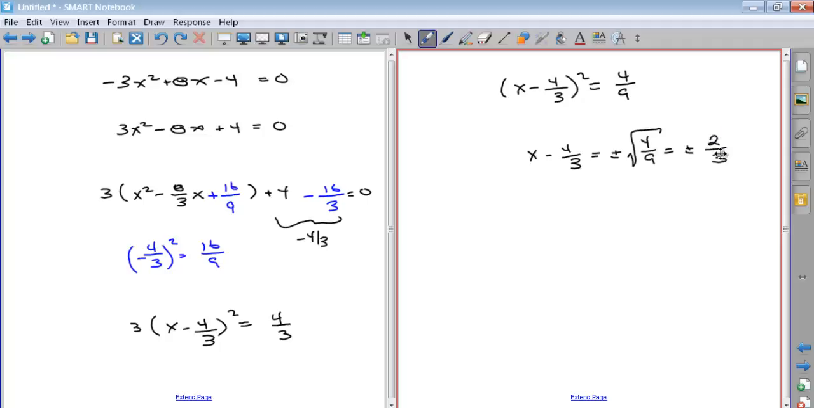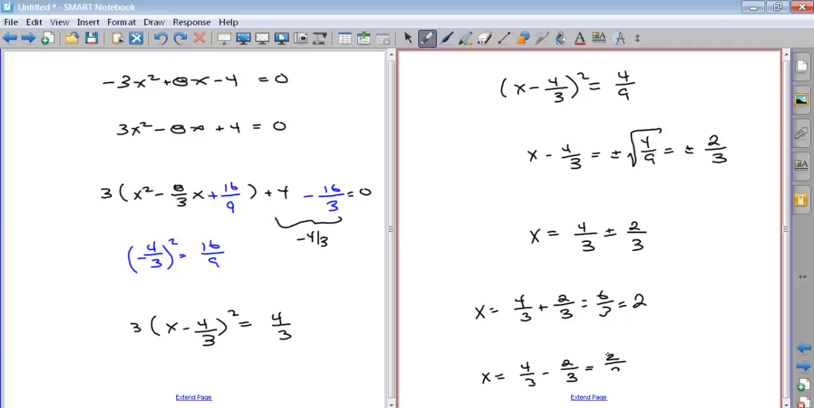Square root of 4 is 2, square root of 9 is 3. So then you add 4 thirds to both sides, so you get 4 thirds plus or minus 2 thirds. So one solution is 4 thirds plus 2 thirds, which is 6 thirds, which is 2. And the other solution is x equals 4 thirds minus 2 thirds, which comes out to 2 thirds, which is your answer. So you can see we get that way. So that's how you do it, completing the square.